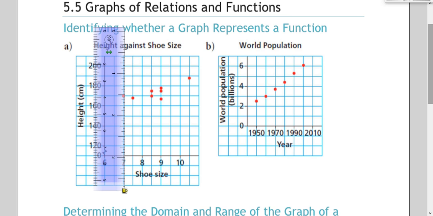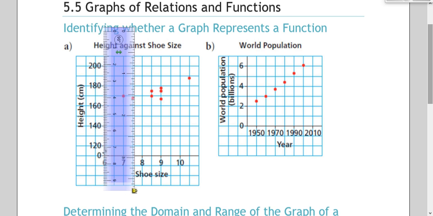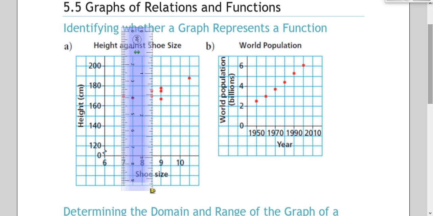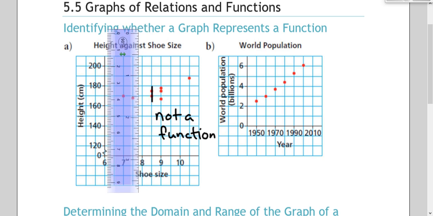Good. So there's only one dot there, so right now this is a function, and at this point, right here, not a function. And that is because we have two dots that intersect on the same line.